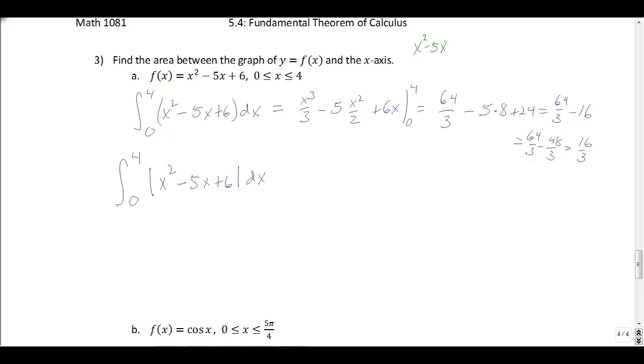X squared minus 5x plus 6 equals 0. Well, this factors as x minus 2 times x minus 3 equals 0. So that's at x equals 2 and 3. And so that tells you I'm going to be negative between 2 and 3. So I could sort of draw my number line here. I have 2, 3. This function is positive for anything less than 2. It's negative between 2 and 3, positive for really big things.